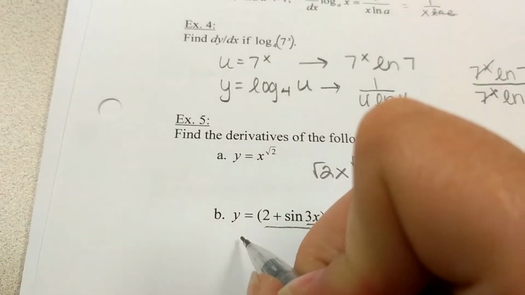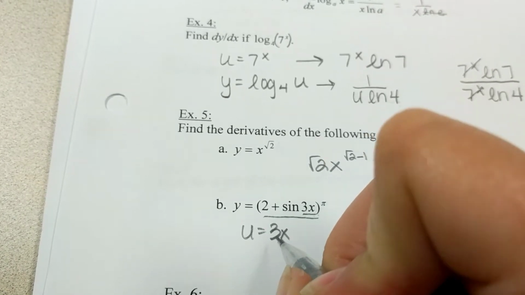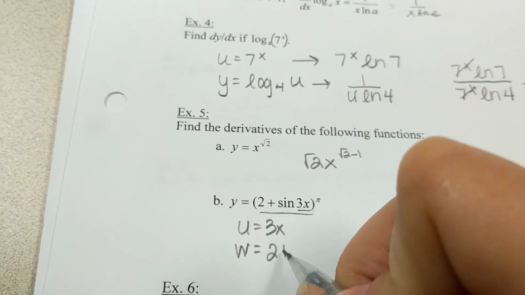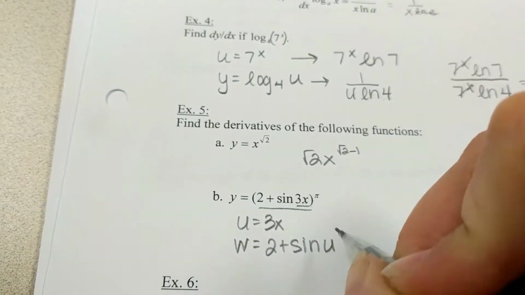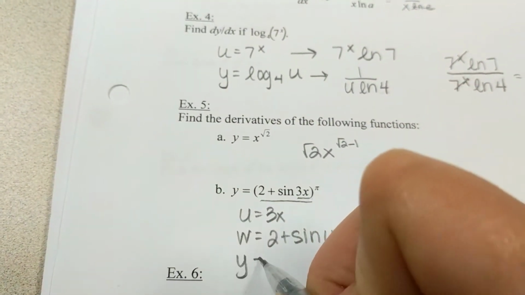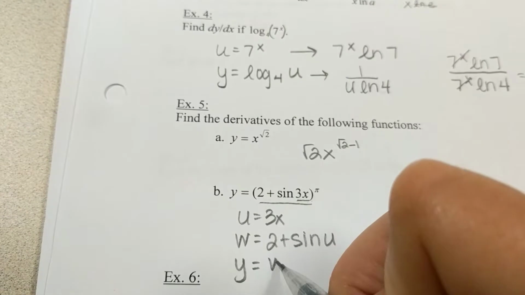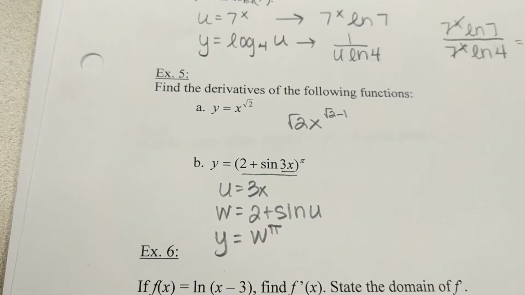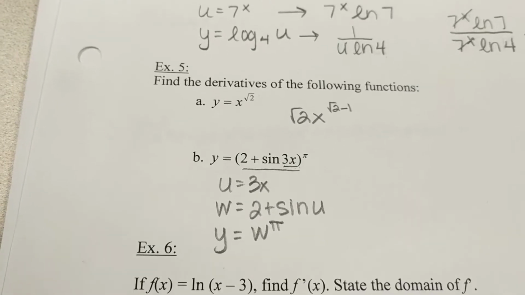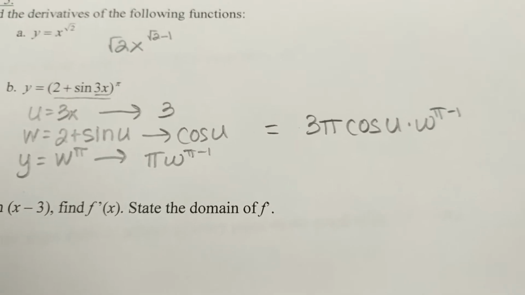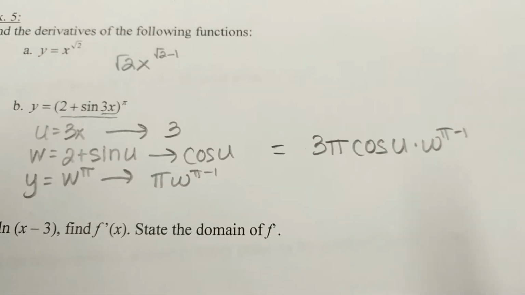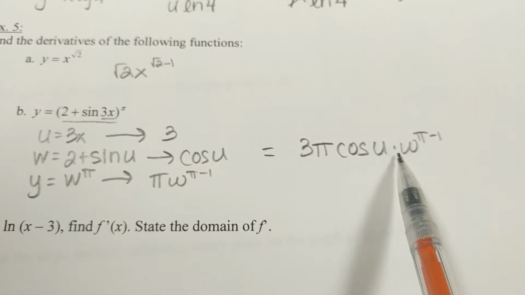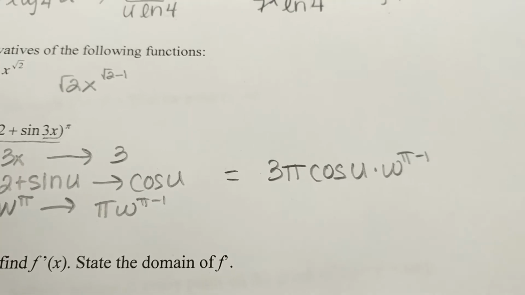So my inside function is 3x. My w is 2 plus sine of u. And then my outside function is w to the pi. So I want you to find all those derivatives and put them all together. So I found each derivative individually, and then we put them all together. 3 times pi times cosine of u times w to the pi minus 1.